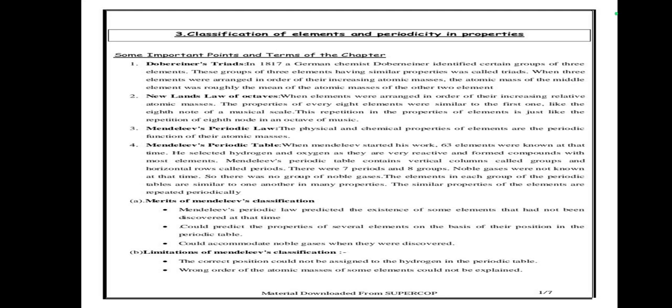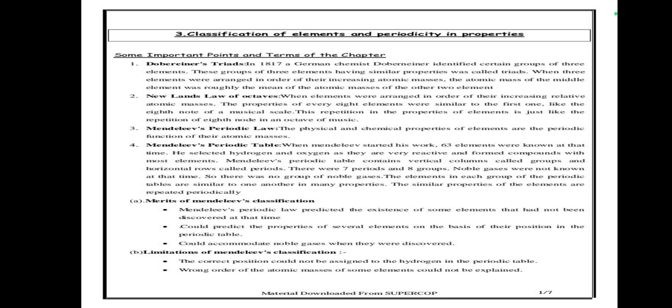Newland's law of octaves. When elements were arranged in order of their increasing relative atomic masses, the properties of every 8th element were similar to the first one, like the 8th note of a musical scale. This repetition in the properties of elements is just like a repetition of the 8th note in an octave of music.